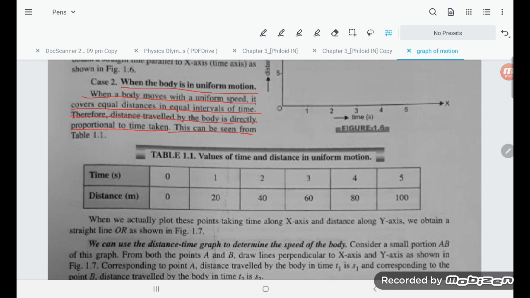This can be seen from the table. When the time is 0, the distance is 0. Time is 1 second, distance is 20 meters. 2 seconds, 40 meters. 3 seconds, 60. So you see the time difference here is 1 second each time, and the distance difference is 20 each time. Equal intervals of time, equal distance traveled.